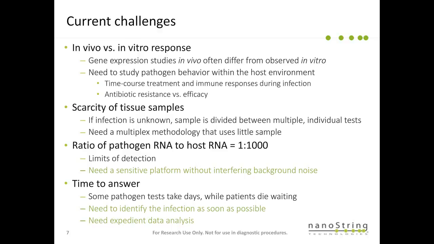The third point is, as I just talked about in the previous slide, that the pathogen RNA to host RNA ratio is usually around 1 to a few hundred, to 1 to tens of thousands. So there's a very big demand for a platform with a good limit of detection, as well as specificity. And last but not least is the time to answer issue. Traditional pathogen identification could take days, if not weeks, but patients cannot wait that long for the right drug to be administered.